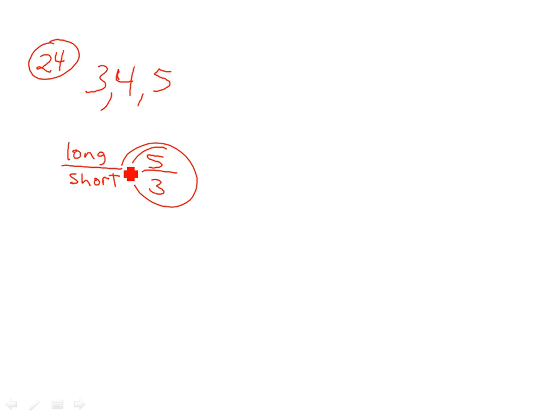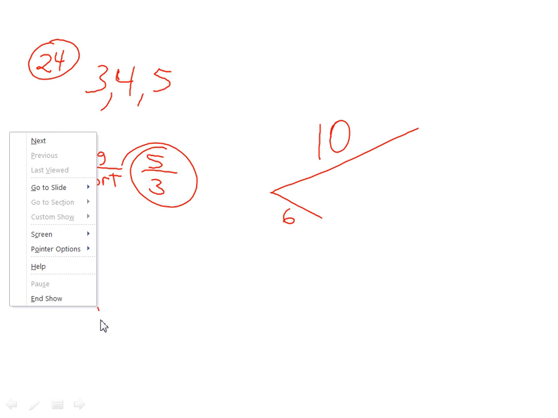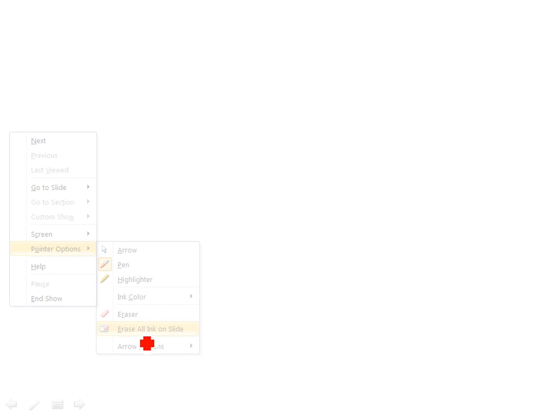So that means for every 5 inches on the long side, there's how many inches on the short side? 3. So if the long side was 10 units long, how long would the short side be? 6 units long. All right? Next question.